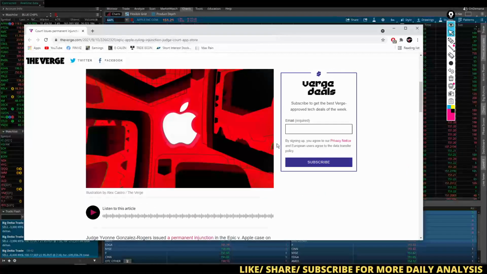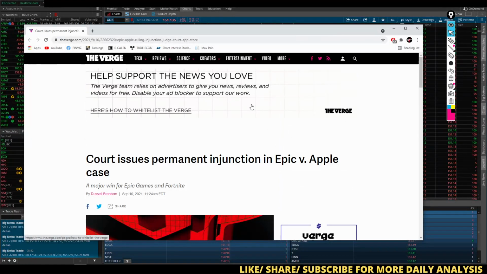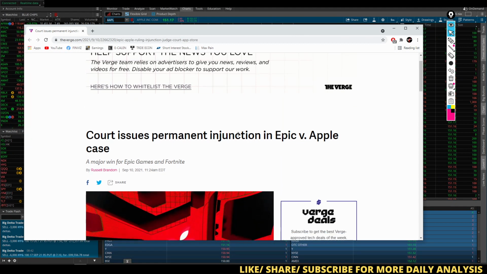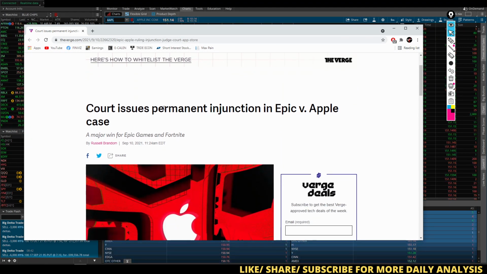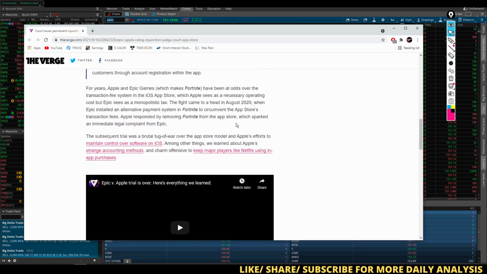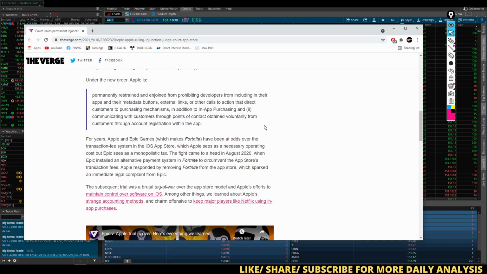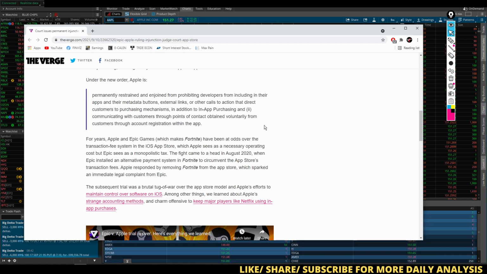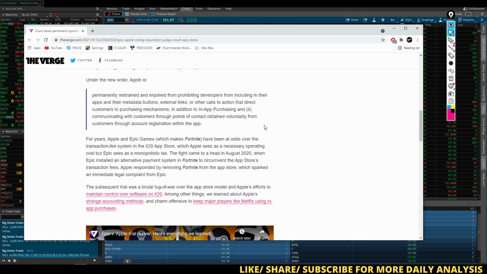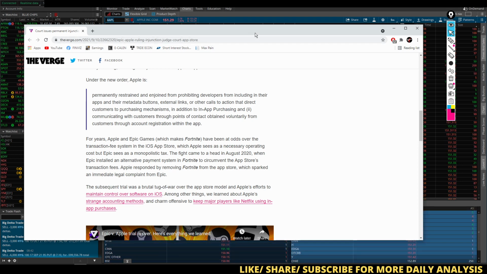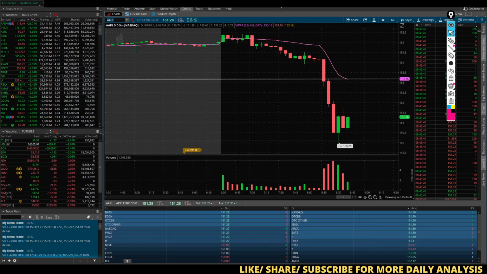You can go through the article yourself. It was a pretty big battle a couple of months ago when they kicked out a few apps. Court issues permanent injunction in Epic versus Apple case. If you guys are not familiar with their practices about charging third-party apps in the App Store, you can just go through it. This is a pretty big case, and that's the big news today, and that's what Apple is reacting to. So let's have a look.